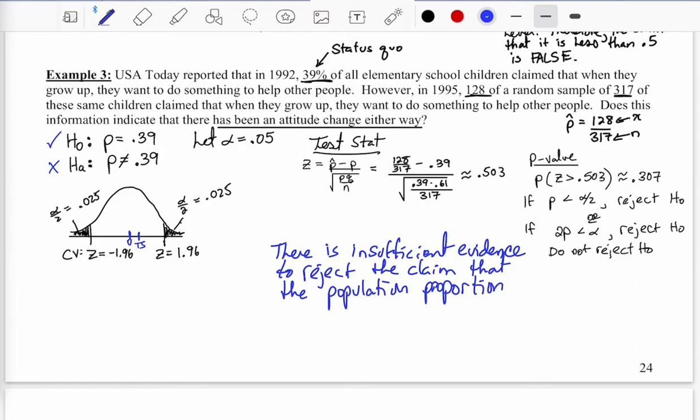It's a little wordy because that 0.39, that's the percent of all elementary school students that said when they grow up they want to help other people. No, I don't want to write all of that, so we'll paraphrase. The claim that the population proportion of students who want to help people is 0.39 at the 0.05 significance level.